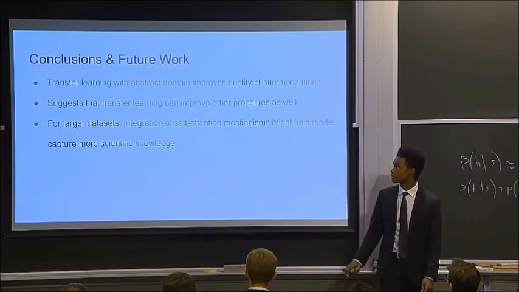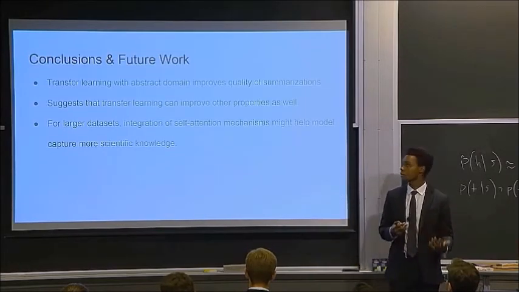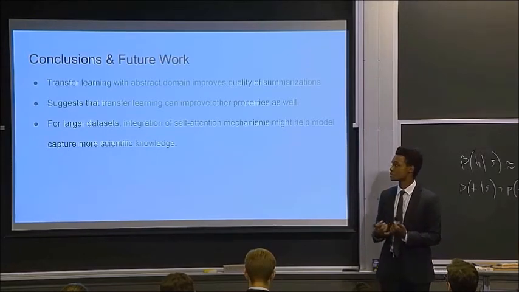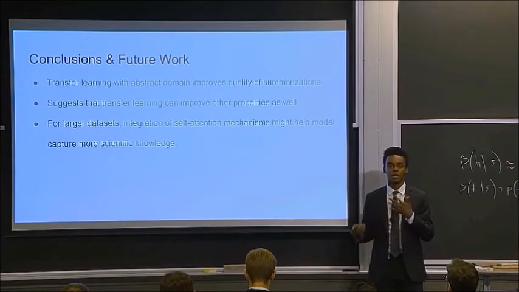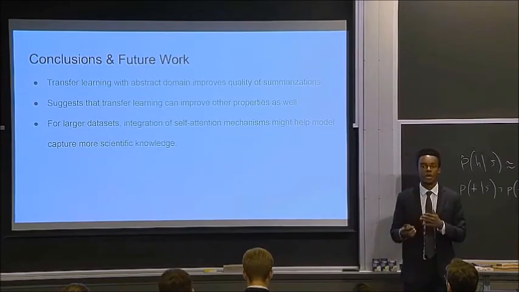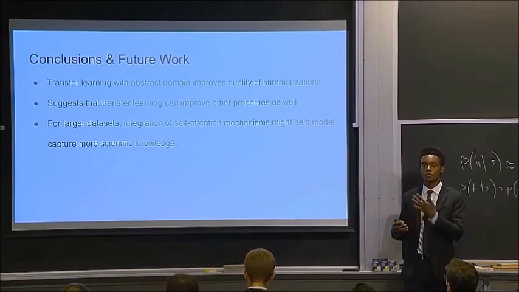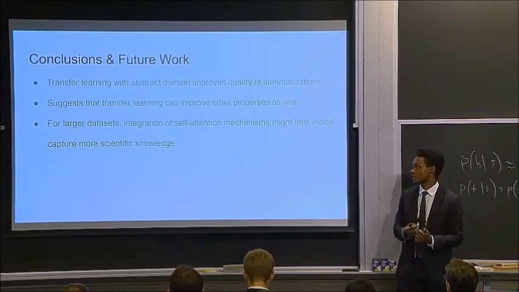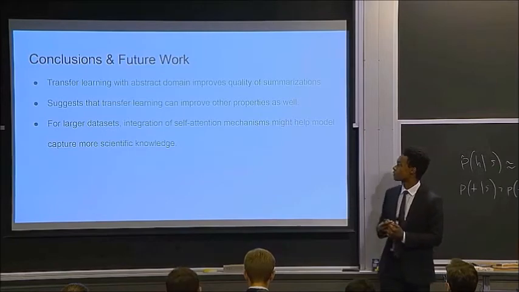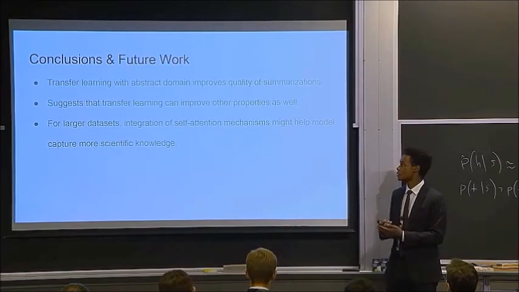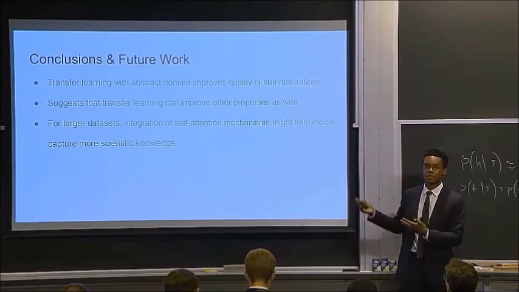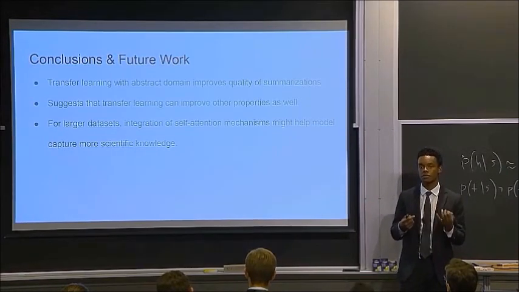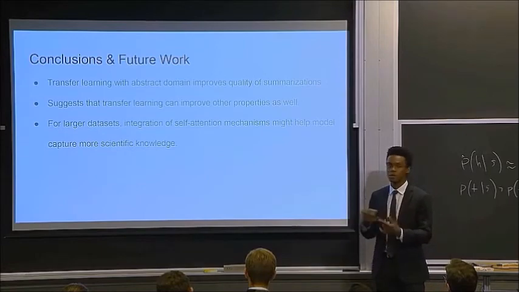So conclusions and future work. So we see that transfer learning with an abstract domain significantly improves the coverage of our models. And so this suggests that transfer learning can be applied in a variety of domains. For example, without even changing the model, we can improve model performance on any property by simply choosing a task that specializes on that property instead. And so we also learned something about self-attention. So for larger data sets, based off of the examples that we've seen, integrating self-attention could allow the model to learn useful knowledge that can be applied in generating press releases.